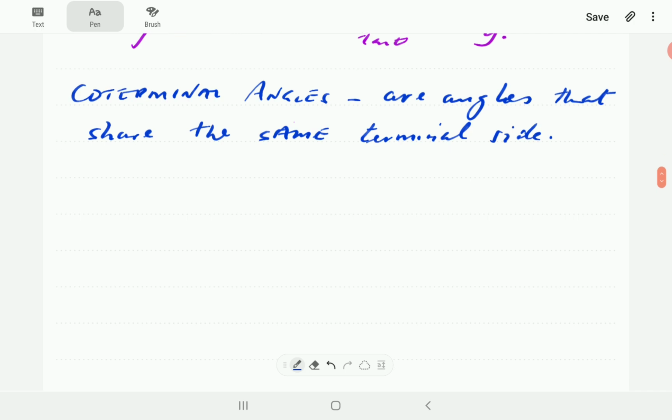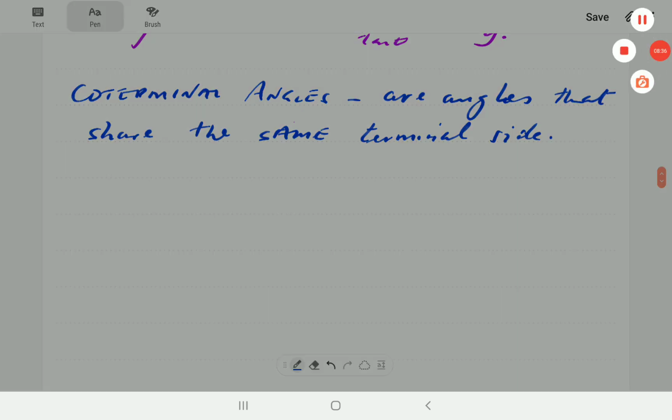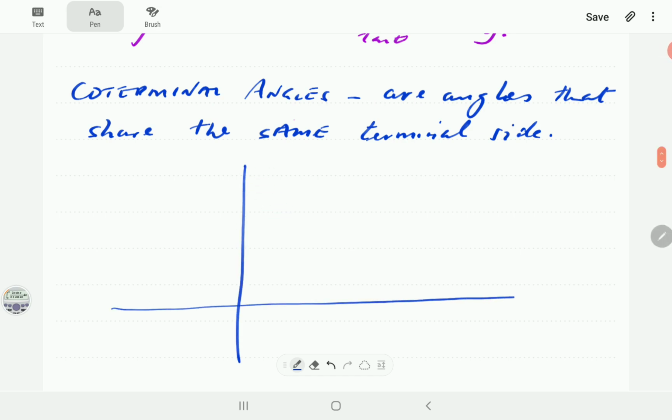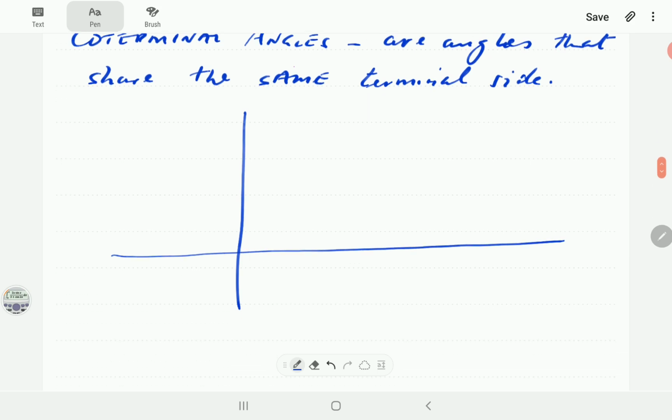Let's do an example. Alright, let's take the angle 30 for instance. So if this is 30 degrees, then what are the coterminal angles of 30?